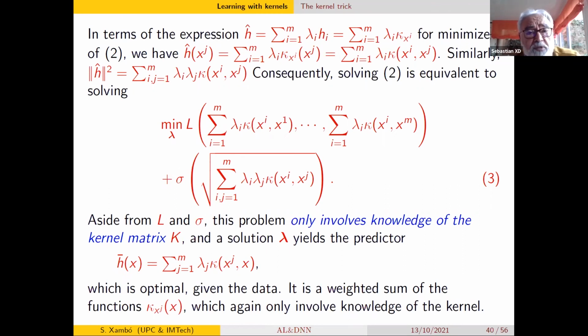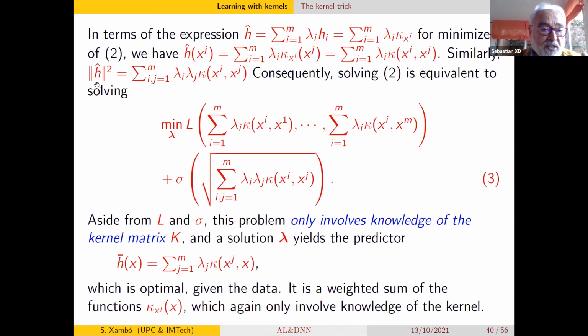In terms of the expression of h hat, a linear combination of hi or of the kappa xi, as you like, for minimizers of 2, we have that h hat of x upper j is this sum here. Lambda I replace the hi by kappa xi of xj, and this is the kernel. So it's a combination of this.